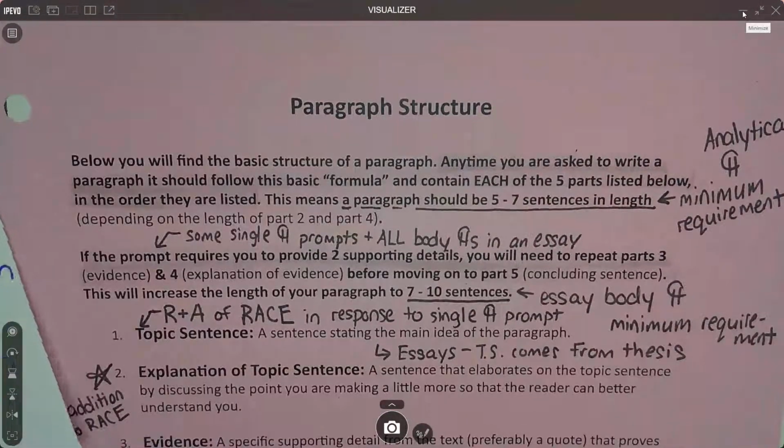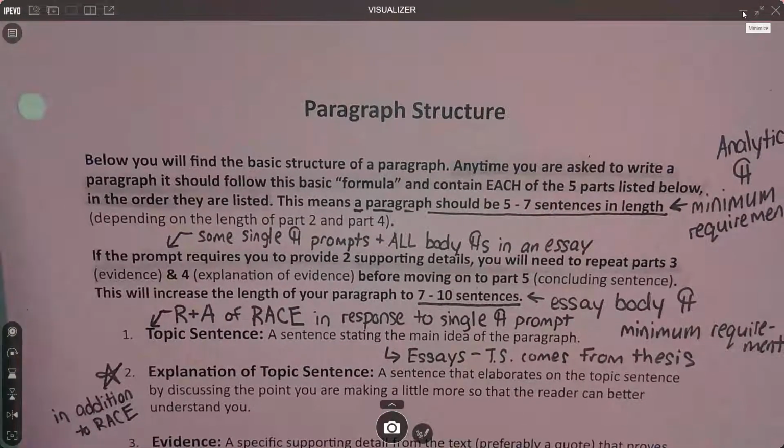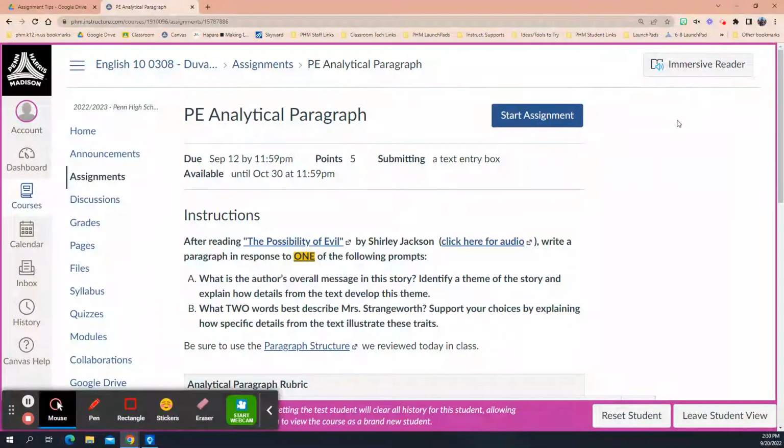So there are two different prompts that you could have attempted today, one on characterization and one on theme. So I'm going to walk you through how to do the topic sentence and the explanation of the topic sentence for both of them. And then we can review the other parts of the paragraph that you want to make sure that you are including.